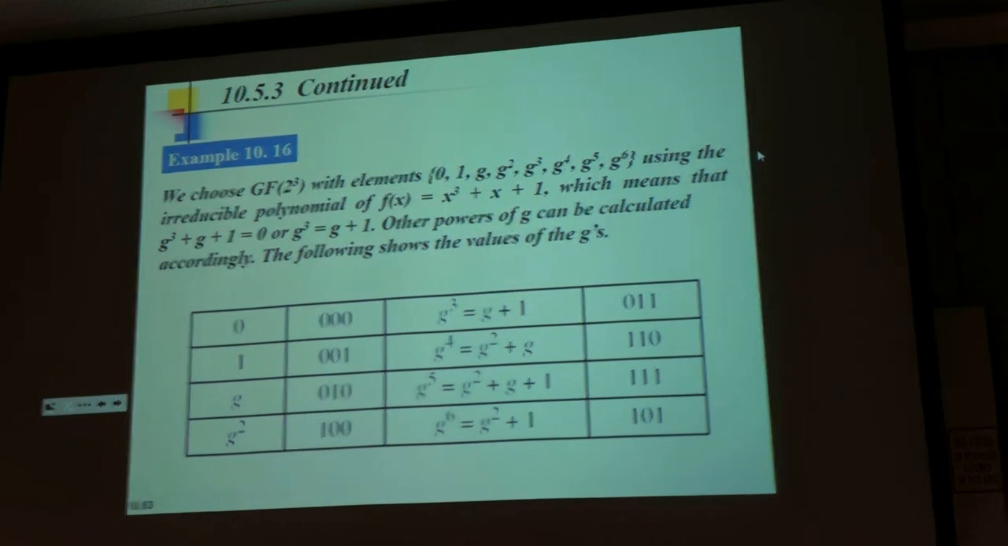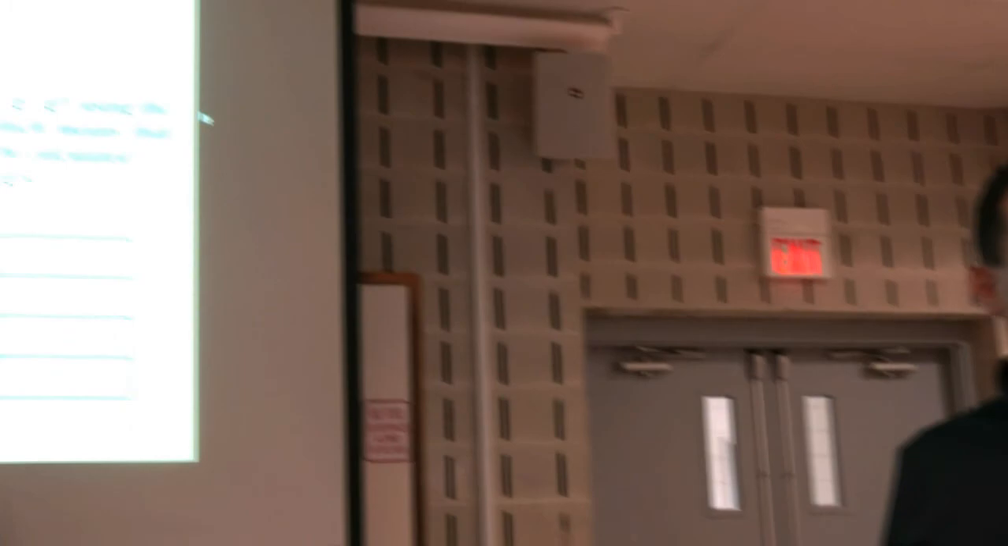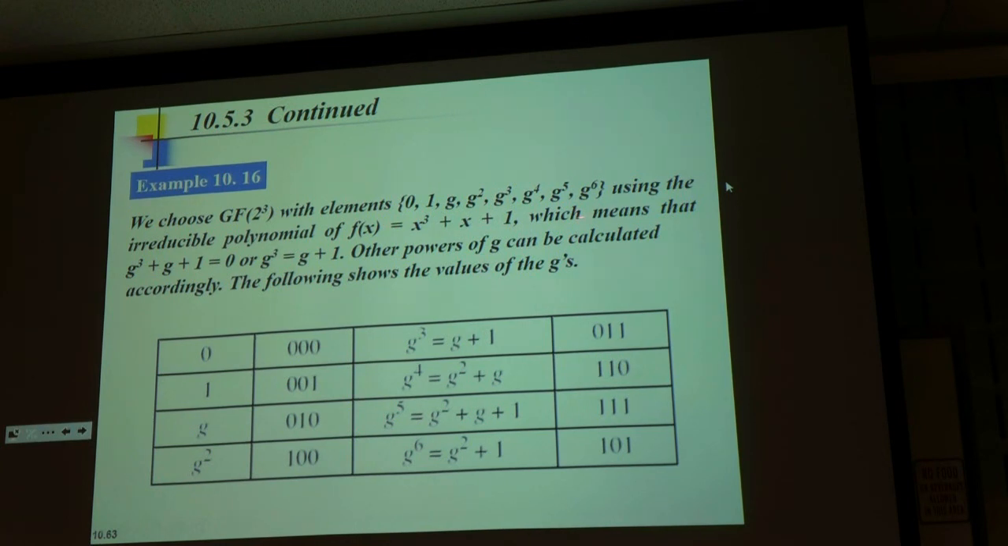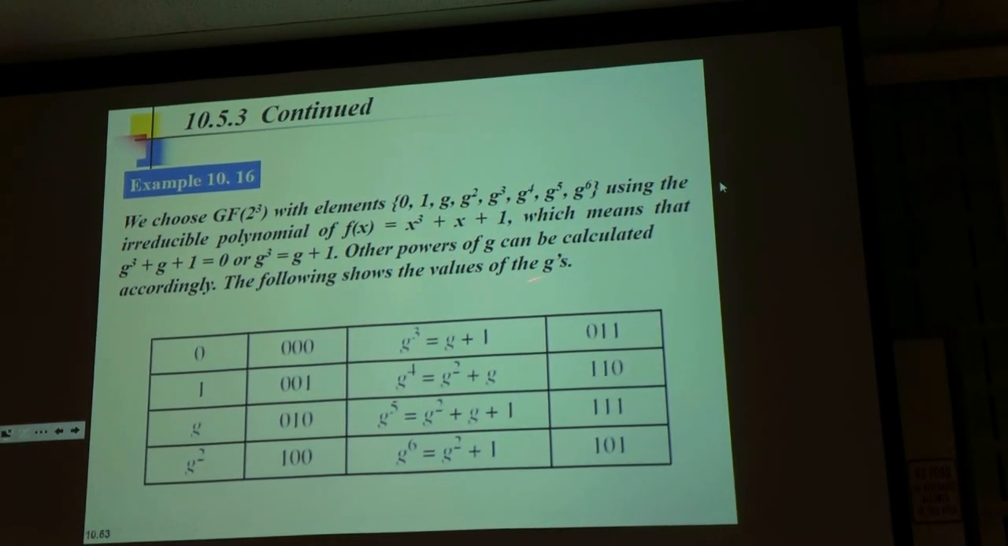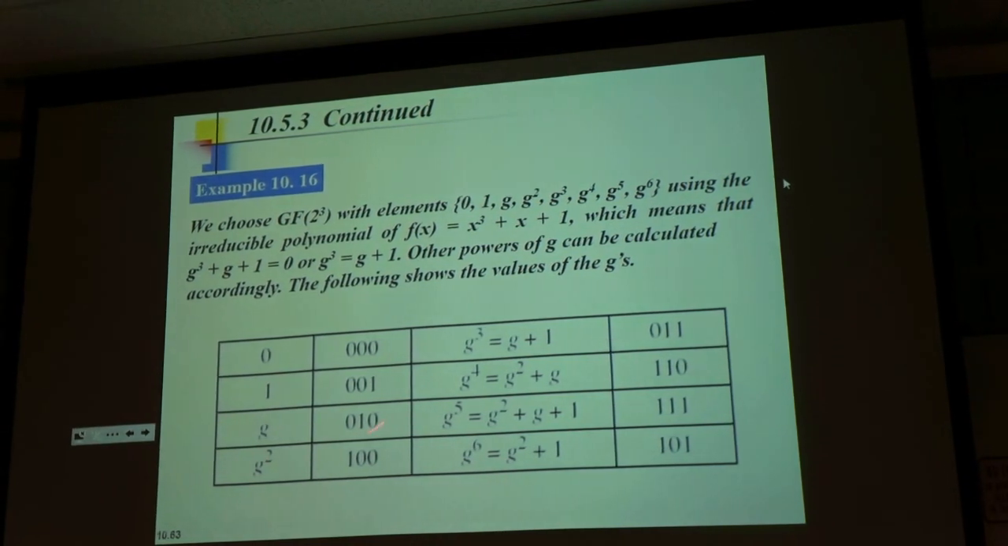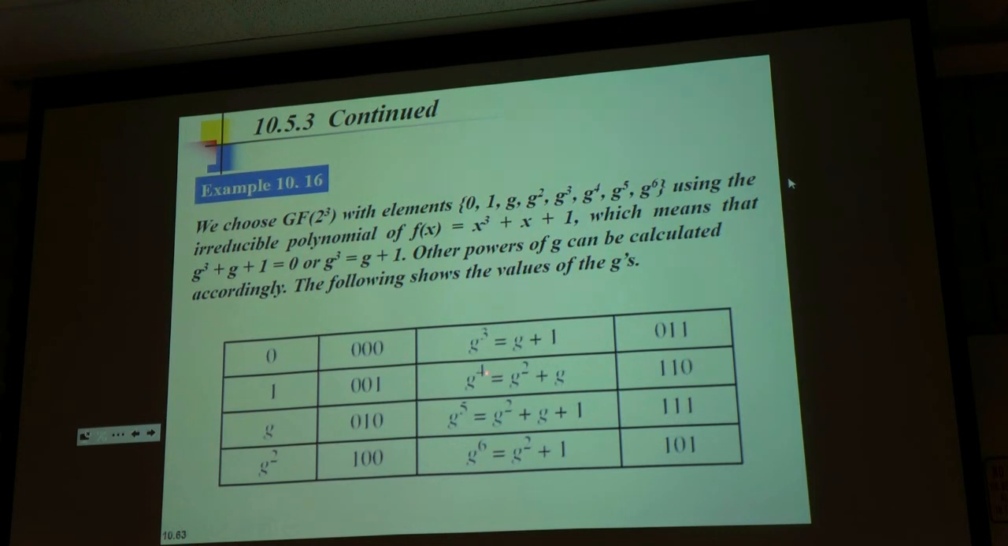So we choose, and there are 8 options, 8 generator options. Just go to the chapter where we talk about generators. The elements are 0, 1, g, g squared, up to g^6. So these are 8 elements, 2 to the power 3. Using the reducible polynomial, we choose this polynomial from the list of reducible polynomials. Which means that this equals 0, and g equals this, and other powers of g can be calculated accordingly. So this is the table that's calculated for you: 0, 1, g, g squared, and then g cubed. This is generated from g plus 1, and this from g squared plus, you understand.